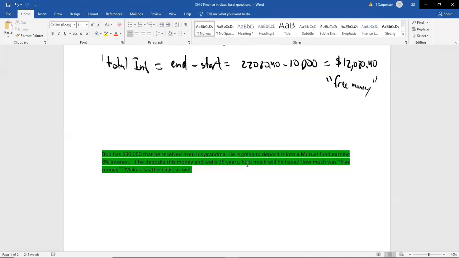So he's going to deposit this money and wait 35 years. And maybe Bob's just like, well, maybe I can retire off of this. Maybe I don't have to keep adding to the pile. Maybe Bob should still be adding to the pile no matter what, because, hey, what's wrong with having more money? How much will he have? How much was free money, aka interest? Make a scatter chart as well.